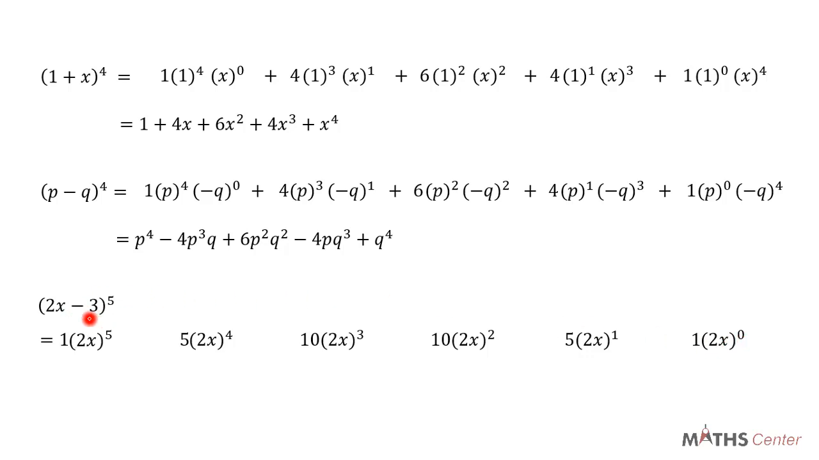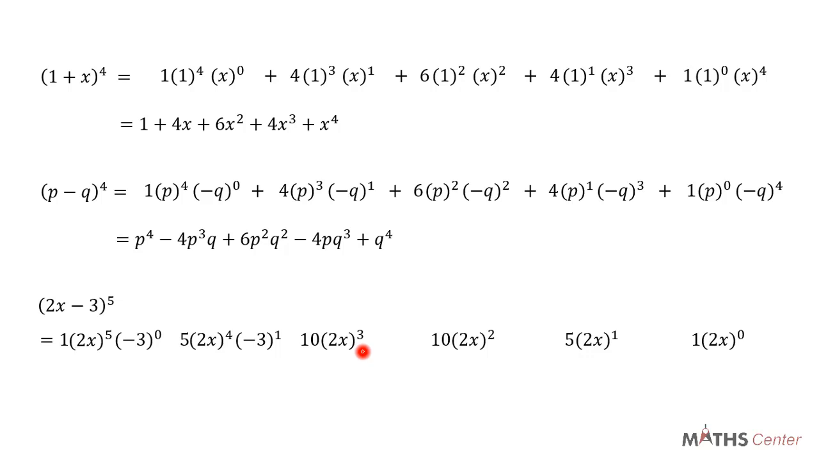Then we take the second term. Here in the expression, we have 2x minus 3 exponent 5. So the second term in the expression is negative 3. So in the first term of the expansion, negative 3 will have an exponent of 0. Then it increases as we move from left to right. It will increase by 1. So in the next one, negative 3 will have an exponent of 1.